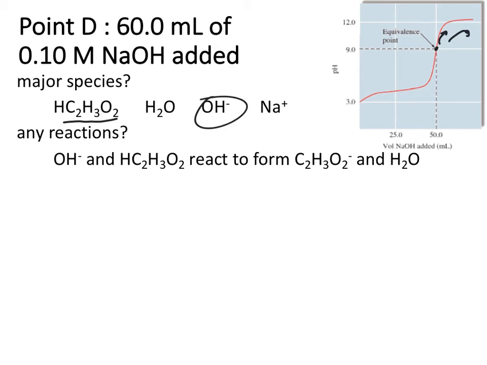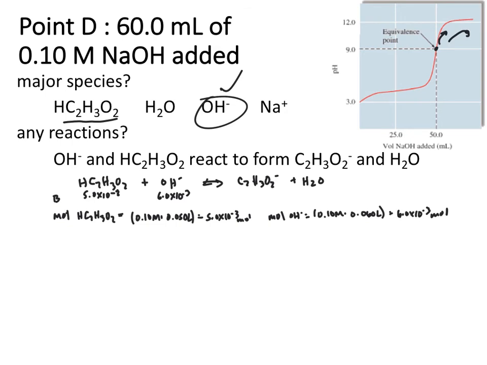Okay, so I'm going to show you guys that the acetic acid no longer exists, and in fact hydroxide ion is the species that's going to be determining pH. Okay, so if we go ahead and calculate the mole quantities, we end up with 5.0 times 10 to the negative third moles of acetic acid and 6.0 times 10 to the negative third moles of hydroxide ion. Okay, and we can see those calculations here.